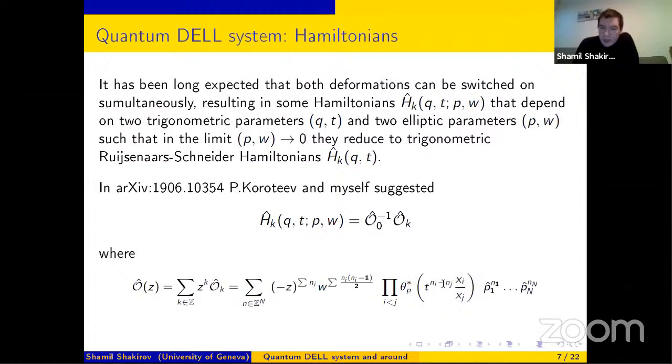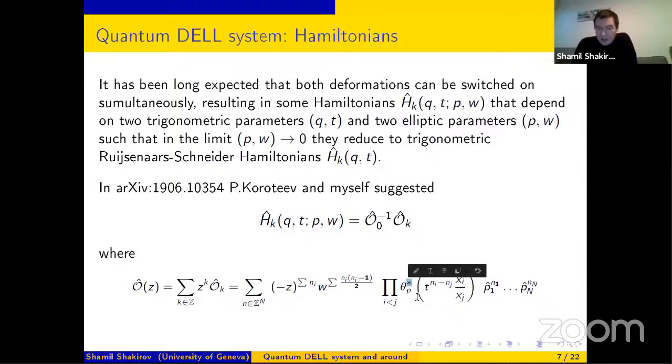Of t to the n_i minus n_j, this is a shift in the Vandermonde, and then you have x_i minus x_j, x_i divided by x_j. So this is a typical trigonometric Vandermonde shifted by this factor, and then actually ellipticized by theta functions here.